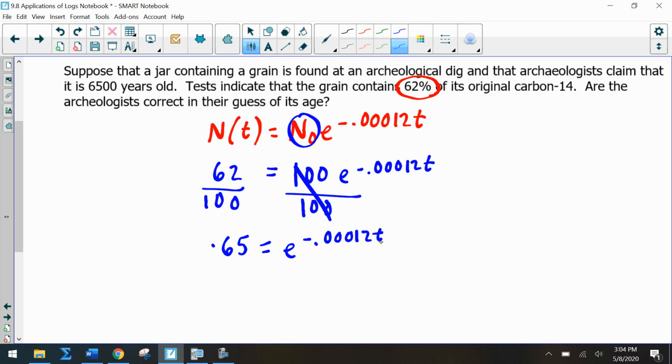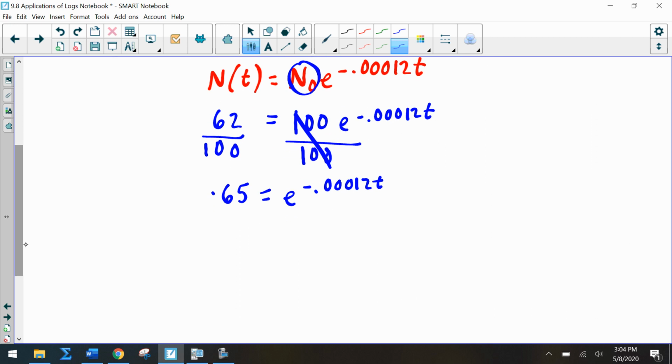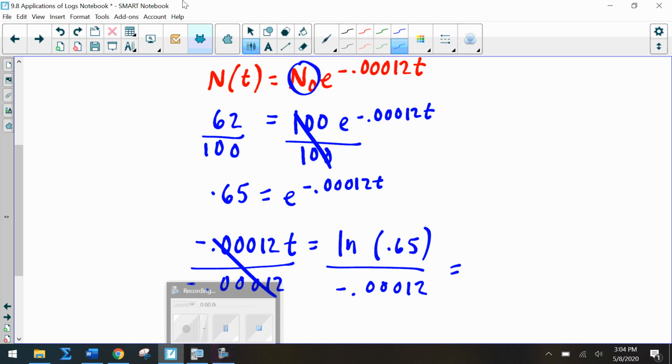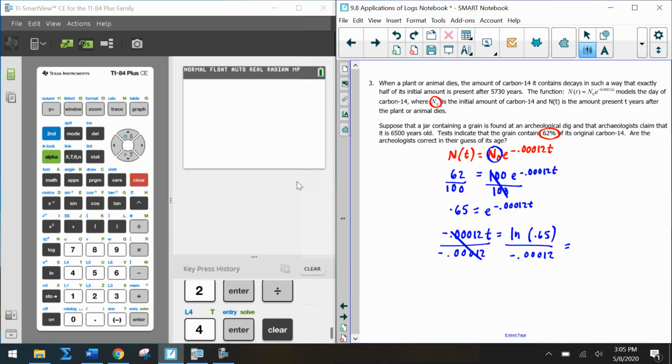Okay, so now this is an exponential form, and we can write it in log form. So negative 0.00012 t equals ln of 0.62. And then when we divide by this whole exponent number, we end up with t equals ln 0.62 divided by negative 0.00012. So let's plug that in.